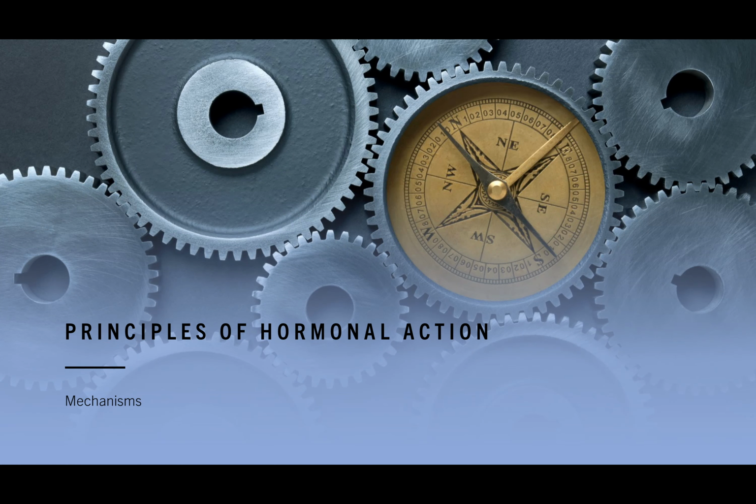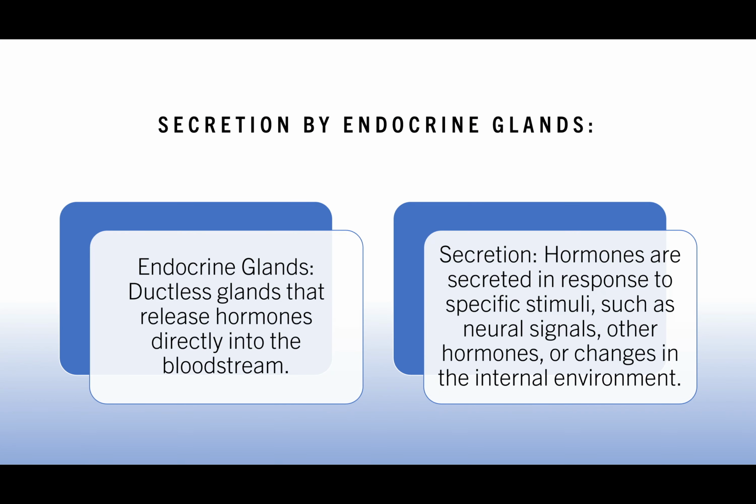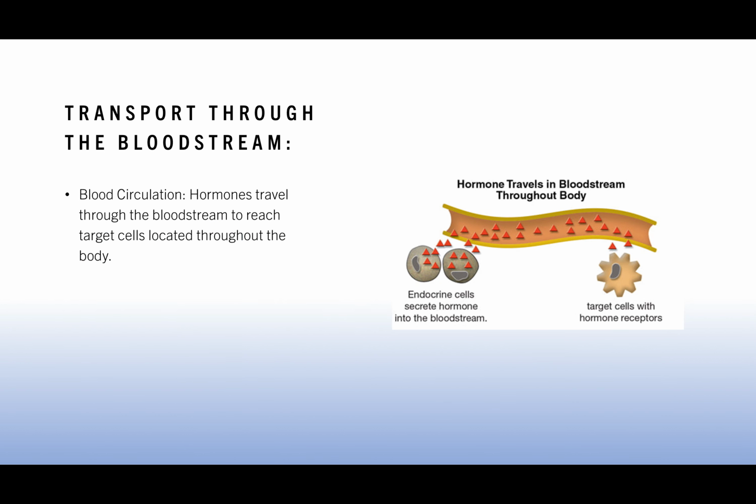Now, the principles of hormonal action, we have to look at the mechanisms. So we're looking at the secretion by endocrine glands, or what we call ductless glands in animals. These are some of the general things that we must speak about. Endocrine glands are ductless glands that release hormones directly into the bloodstream. And we know what secretion is. Hormones are secreted in response to different stimuli such as neural signals, other hormones, or changes in the internal environment. So we have the secretion by endocrine glands.